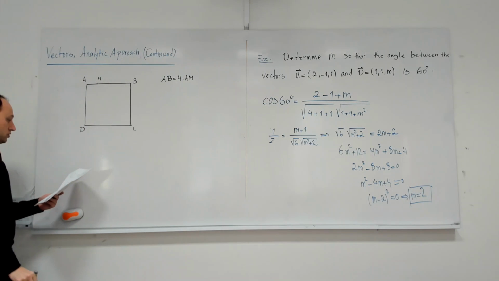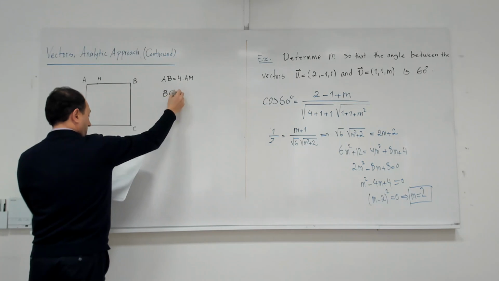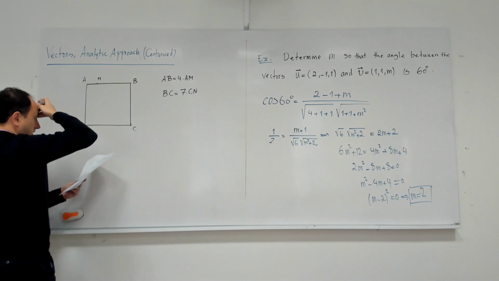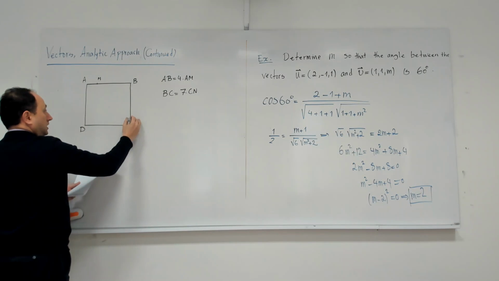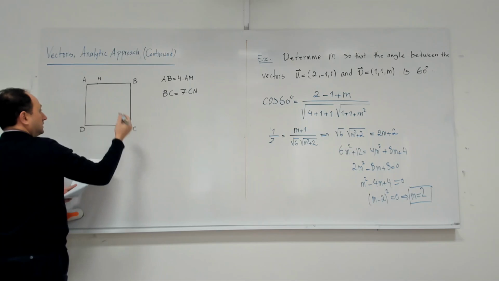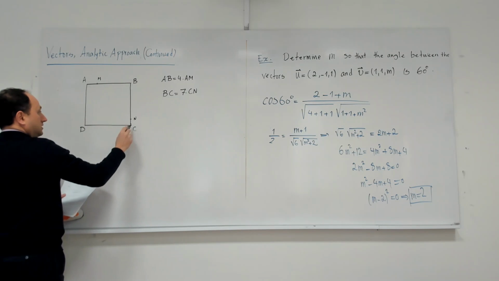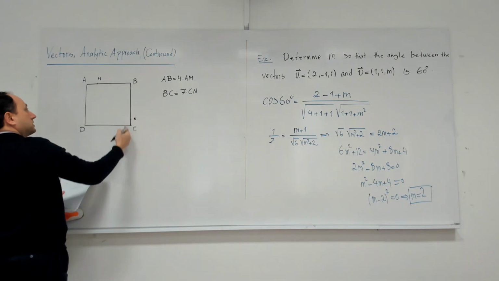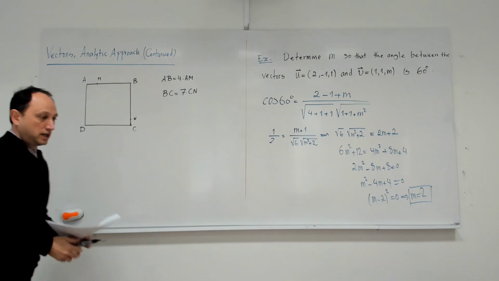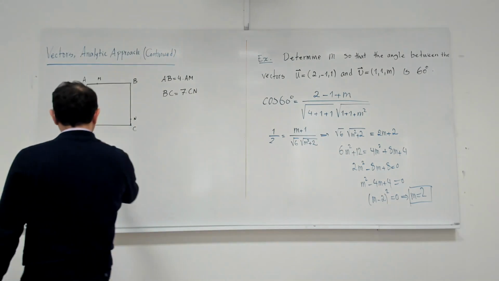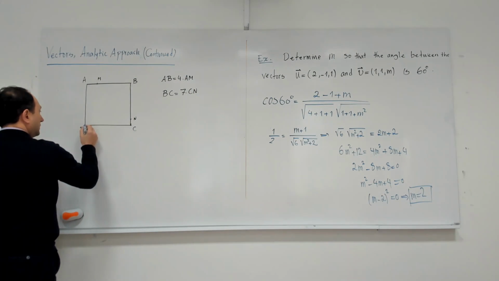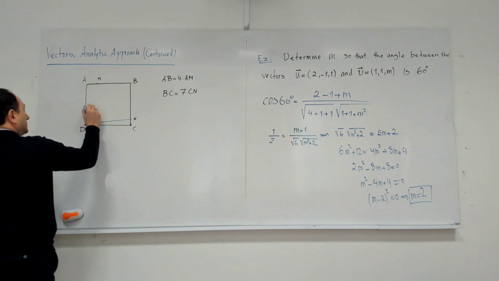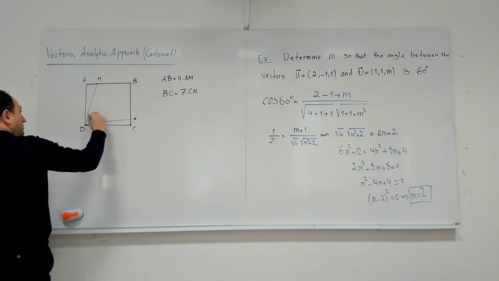And then I also know that BC is 7 times CN. Where is it? It is here. So I make it smaller. Assume that this is correct. So CN multiplied by 7 becomes BC. And then I take this point and connect it here, and I take this point and connect it there. And then I ask you to find this angle.